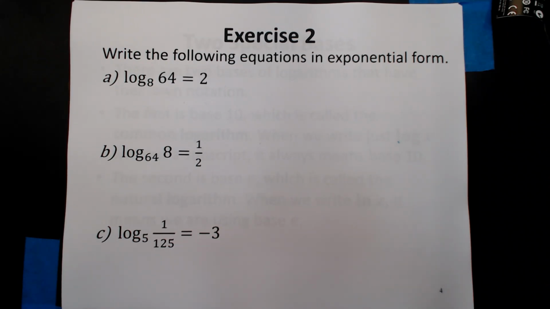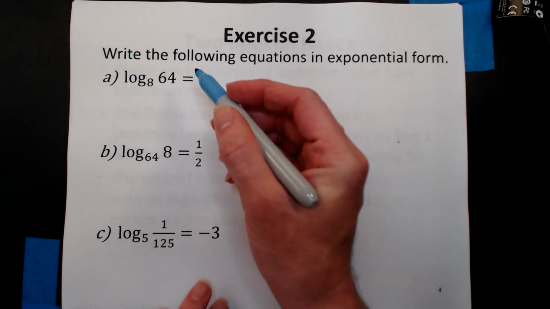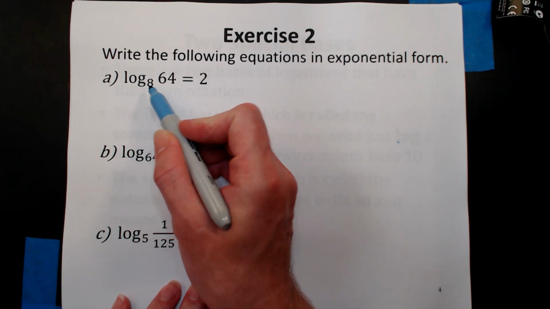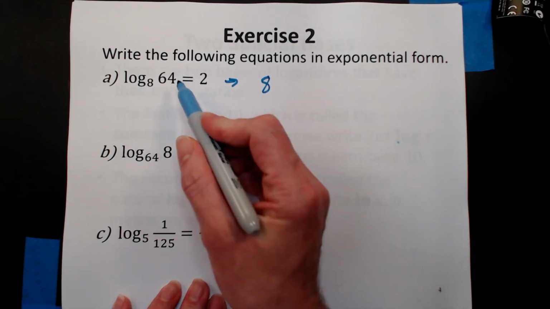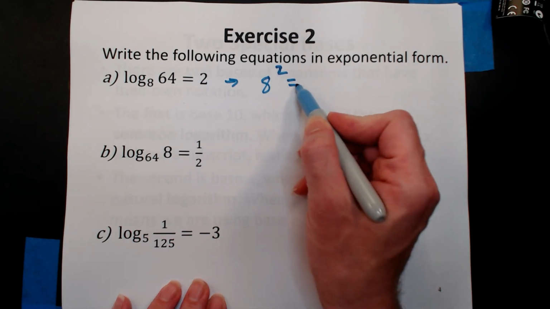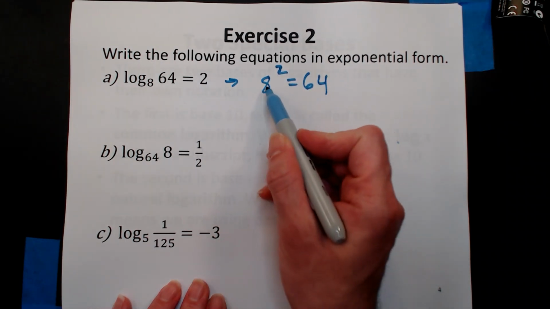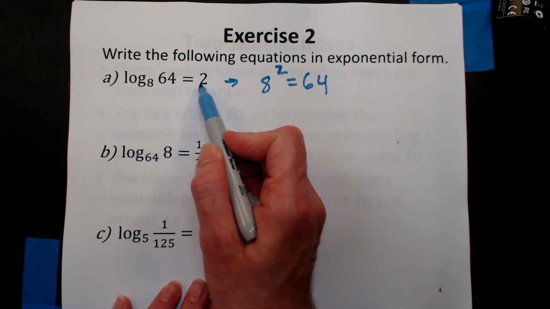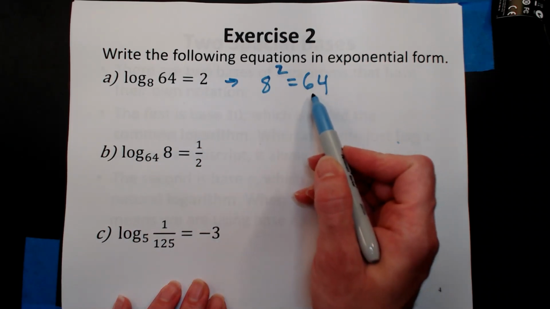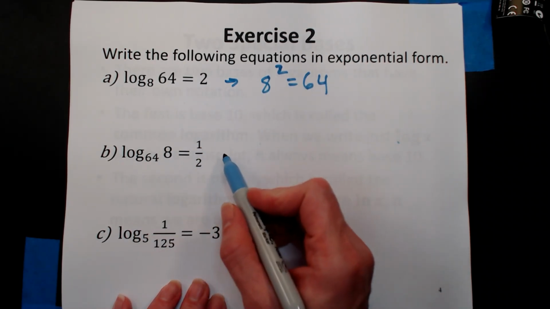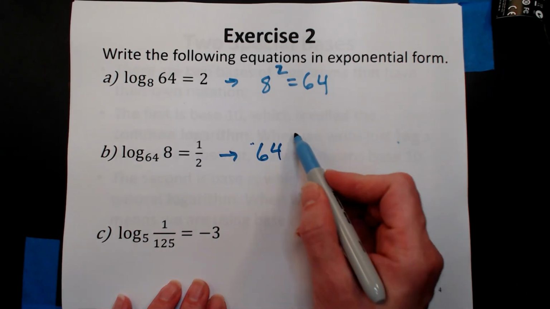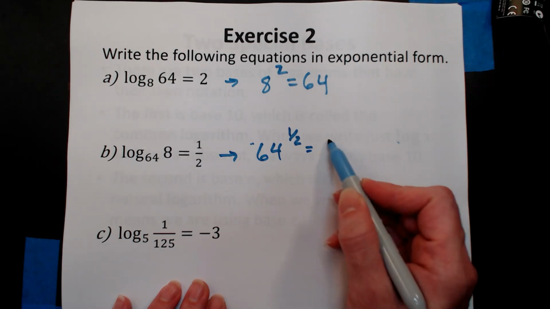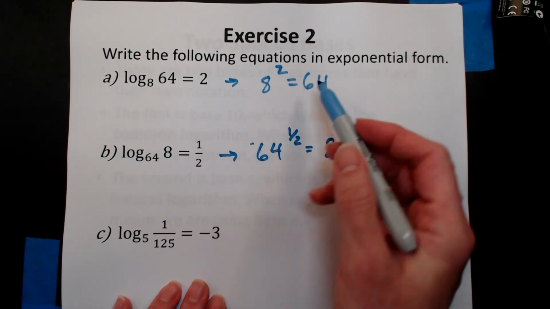So next is for us to write the following equations in exponential form. We're going to rewrite this as 8 to the power 2 equals 64. What did I raise 8 to get 64? I raised it to the second power, so 8 to the second power gives us 64. Over here, it's very similar. We have to write our base first, so here we're going to have 64 raised to the 1/2 power equals 8. Basically kind of the reverse of this.